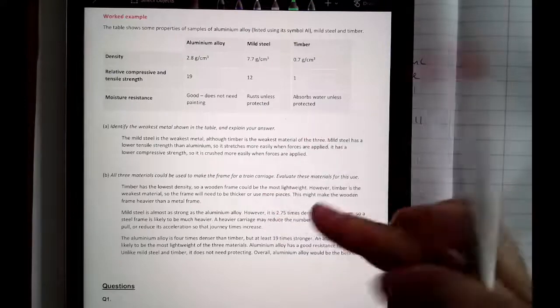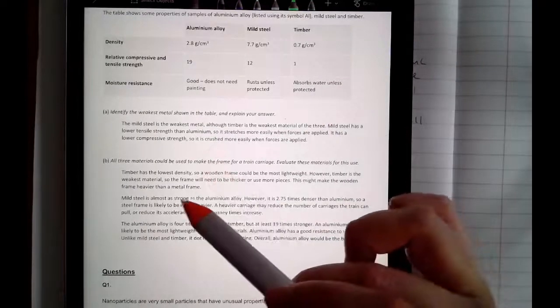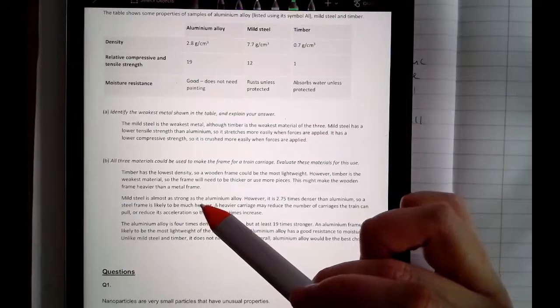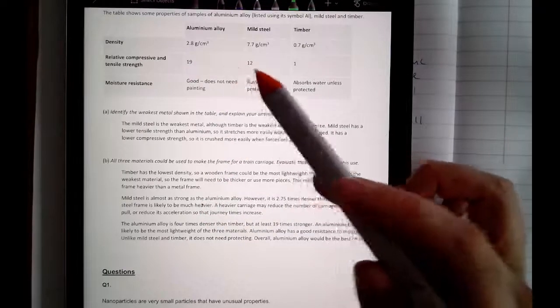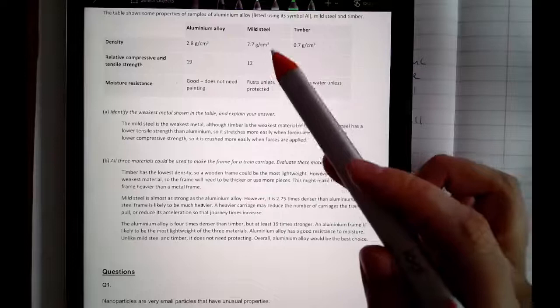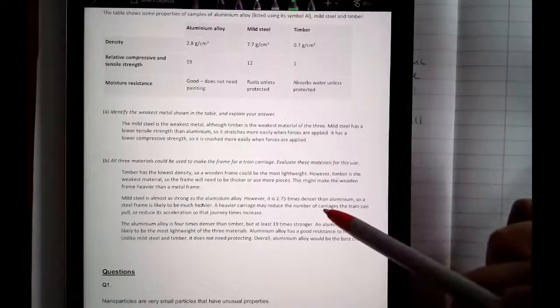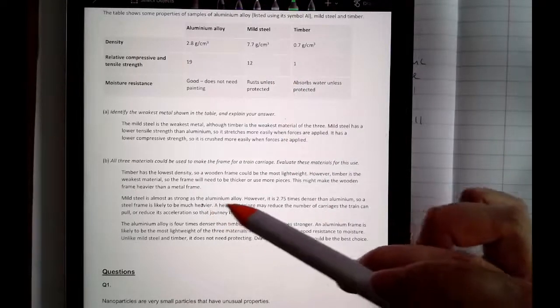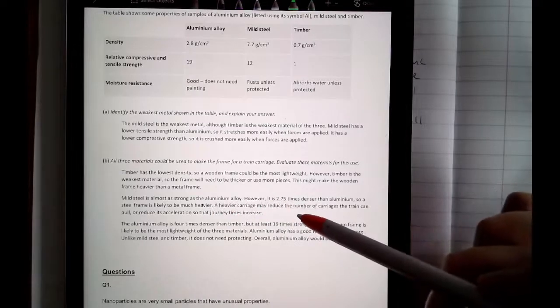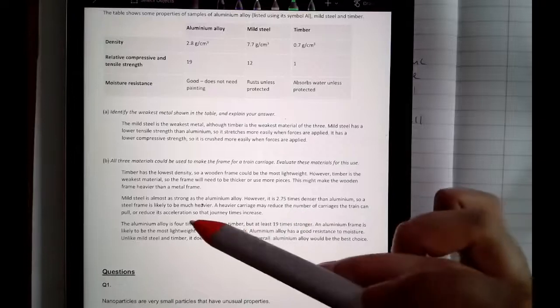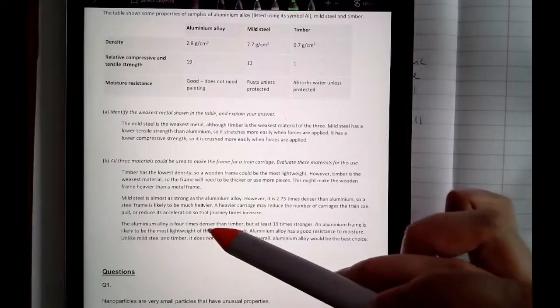Then underneath here, they talk about steel, and they say it's almost as strong as aluminium. There's not a huge difference in their strengths, but you say it's quite a bit heavier. So it's going to be much heavier. If you've got a really heavy carriage, maybe the train won't be able to go as fast if you've got really heavy carriages. And then you've got the aluminium, which is the one that they're saying is best.